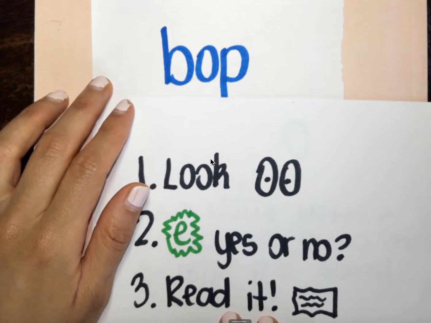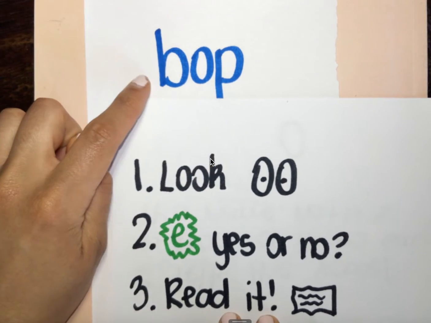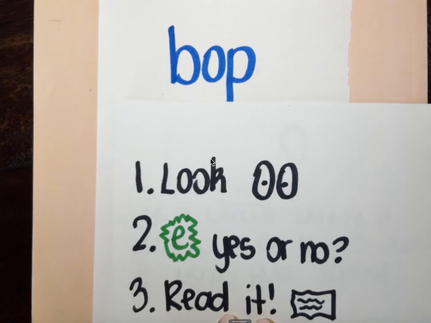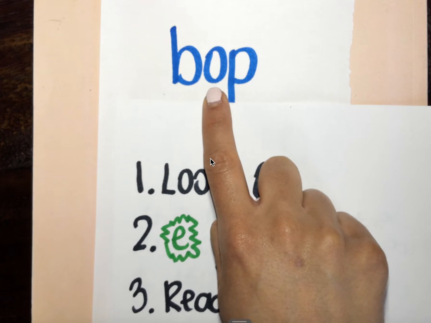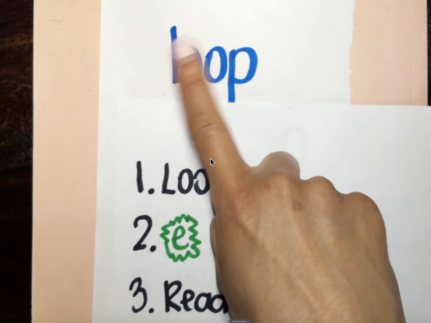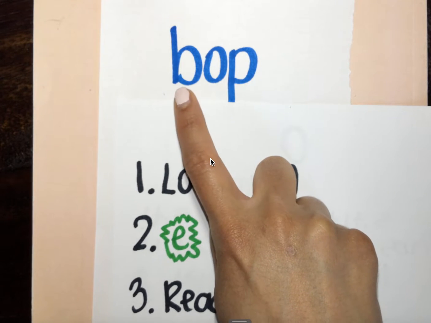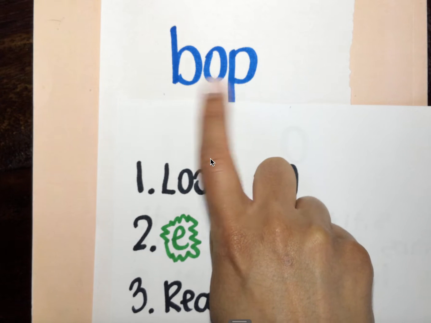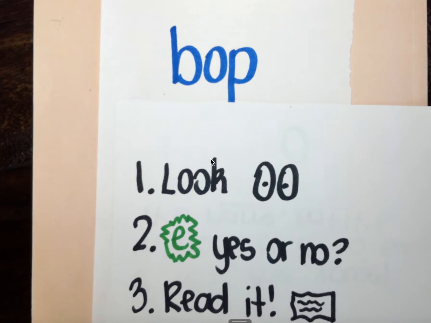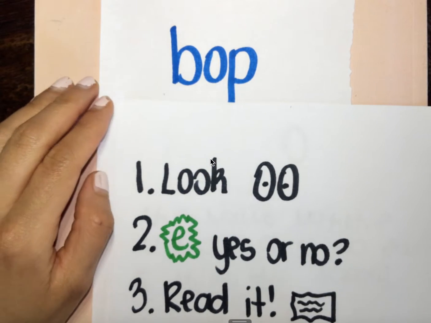So let's look at all the letters. Is there a magic E at the end or not? There is not. So I know the O is just making the ah sound. So when I sound this out, I'll make sure to say the ah sound when I get to the O. B, ah, bop. Kind of like the game Bop It. So that is the word bop.